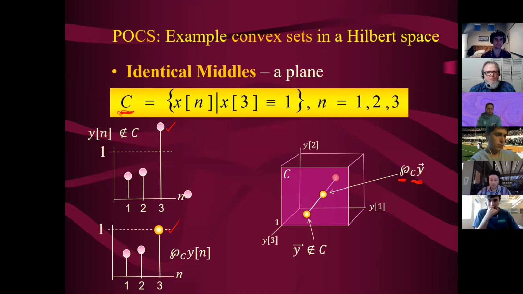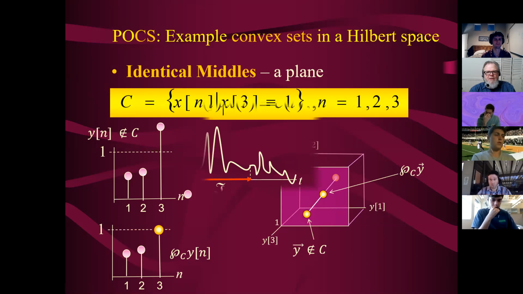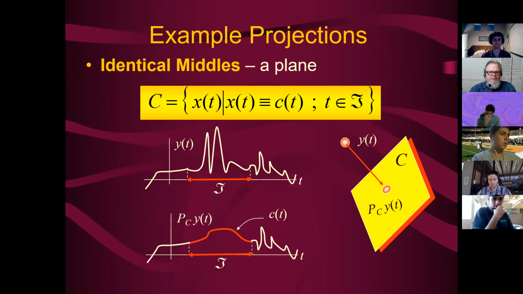Okay, let's go on. All of these are pretty intuitive, aren't they? The idea of the convexity and the projection onto the plane, I hope they're intuitive. So here is an example. Remember we had this function which was C of t here? This was the continuous version of identical middles. All of the signals that look like this little humpy thing here. Well, suppose we have a signal that doesn't look like this little C of t in here.